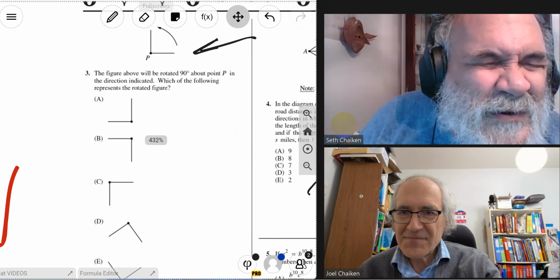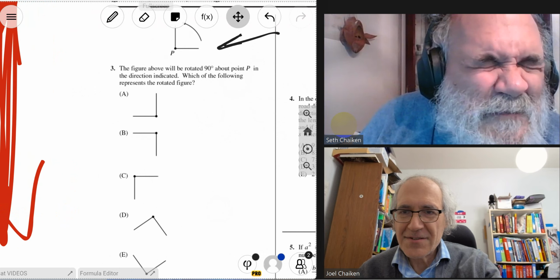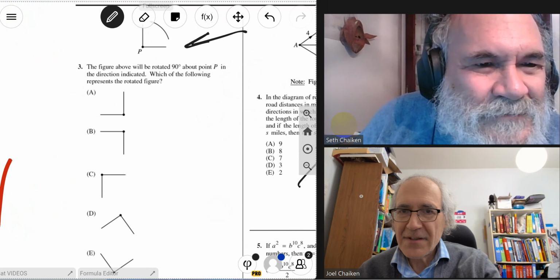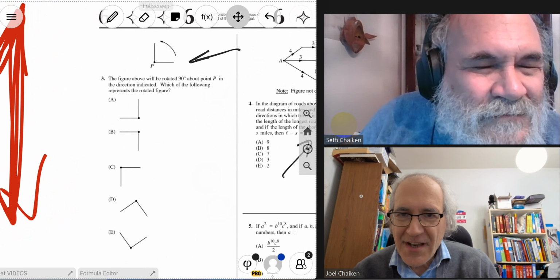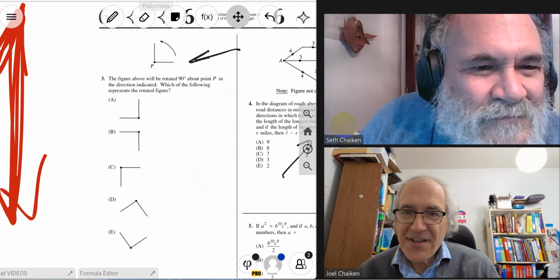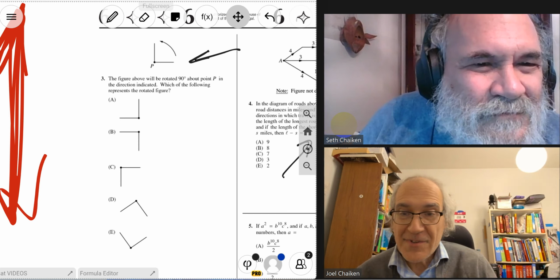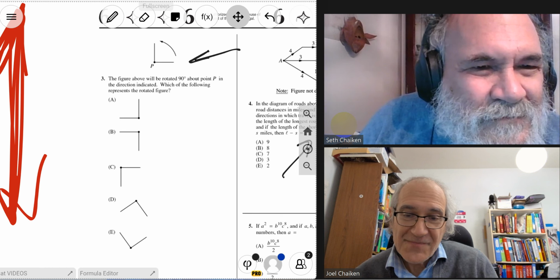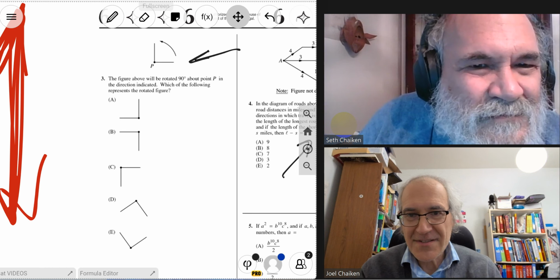Okay, so which one are we doing? This one. Number 3, in bloody red here. Sorry for the red. Okay, let's make it nice. There we go. The figure above will be rotated 90 degrees about point O in the direction indicated. Looks to me like counterclockwise. Which of the following represents the rotated figure? Okay. So, you just don't really see this on the post-2016 SAT.